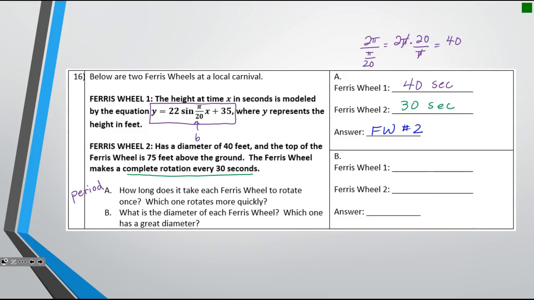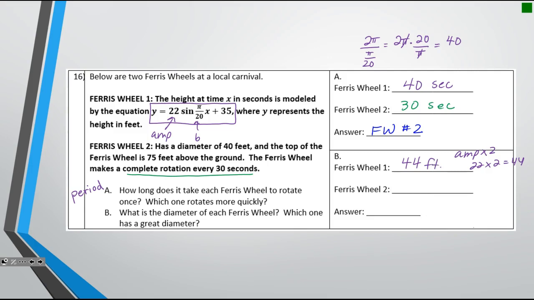All right, so part B, what is the diameter of each Ferris wheel? Let's take a look at Ferris wheel 1 again. We're given the equation. When we talked about this in lesson 7, we said that the diameter of the Ferris wheel is equivalent to taking the amplitude of the Ferris wheel and multiplying it by 2. So the amplitude of this Ferris wheel is 22. That's your A value. If I take 22 and multiply it by 2, I get 44. So the diameter of Ferris wheel 1 would be 44 feet.